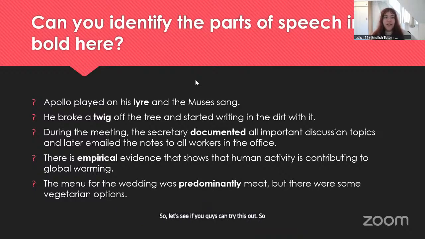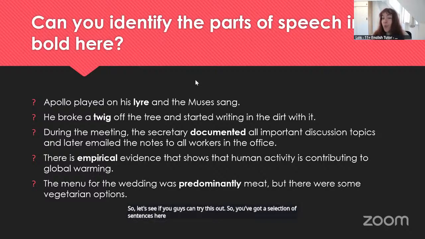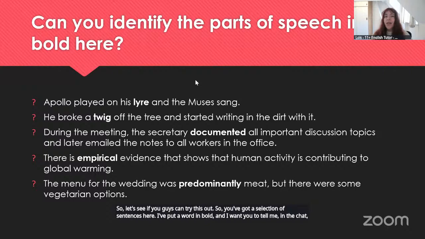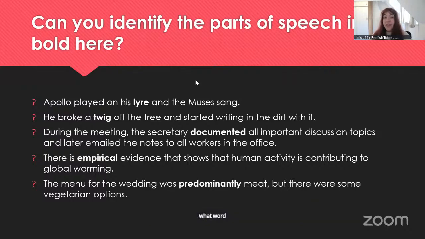So let's see if you guys can try this out. You've got a selection of sentences here. I've put a word in bold, and I want you to tell me in the chat what word type that is. Okay, so the first sentence. Apollo played on his lyre and the muses sang. So in the chat, tell me what word type is the word lyre? Verb, noun, adjective, adverb. Can anybody find what it is?